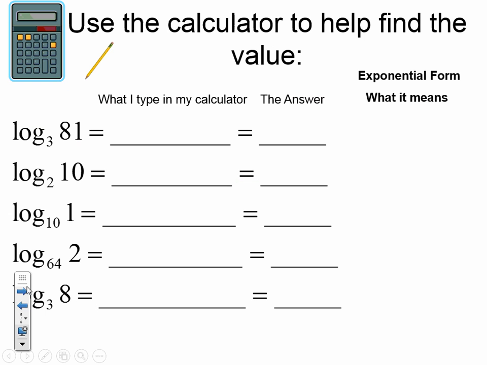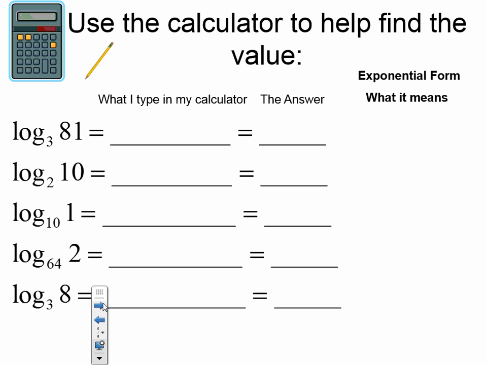So let's practice a few and try to get these values from my calculator. Okay, write these in your notes. You're going to want to write what I type in my calculator, and then the actual answer that the calculator gives us. And then we'll finish up there on the side with what does this mean, to reinforce what a log actually represents. I'm going to try to move my little cursor here.